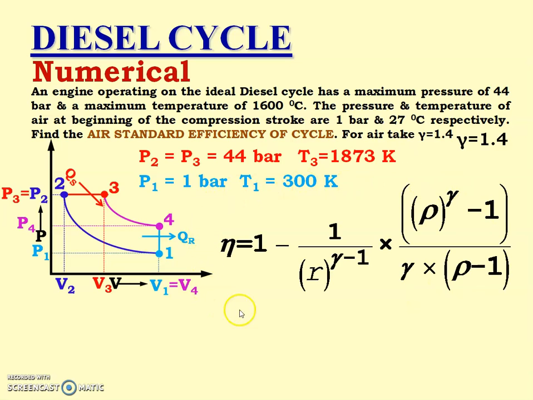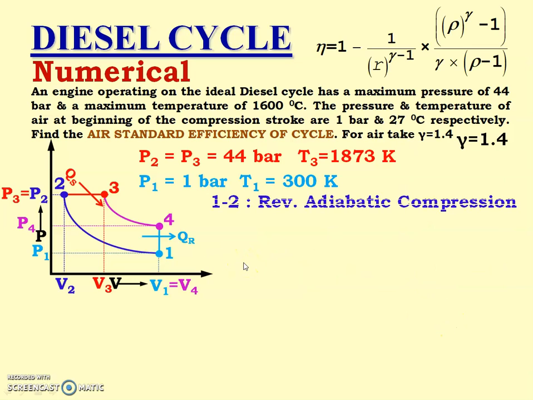Now this is the equation for the efficiency of the diesel cycle. We require value of R, gamma and rho. Gamma they have given 1.4, but we don't have the value of R and rho. So we have to calculate these two values to calculate the efficiency.